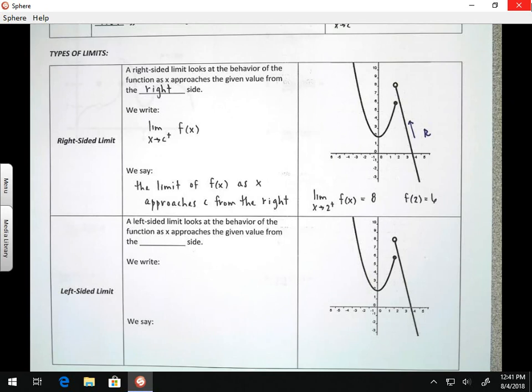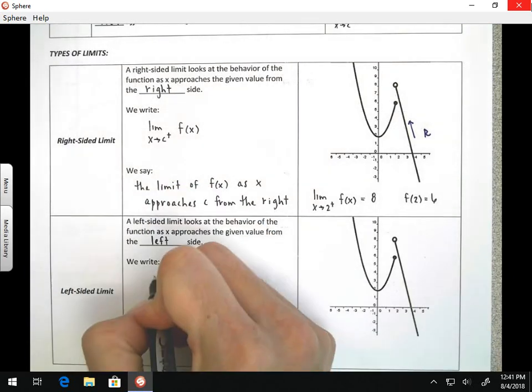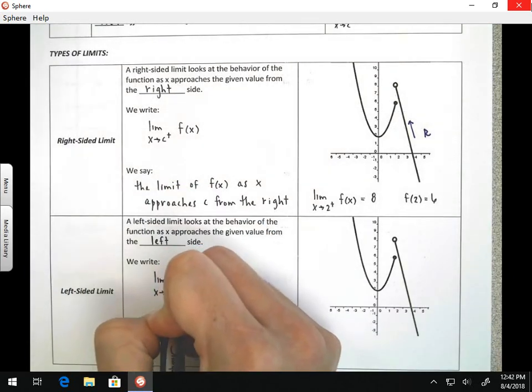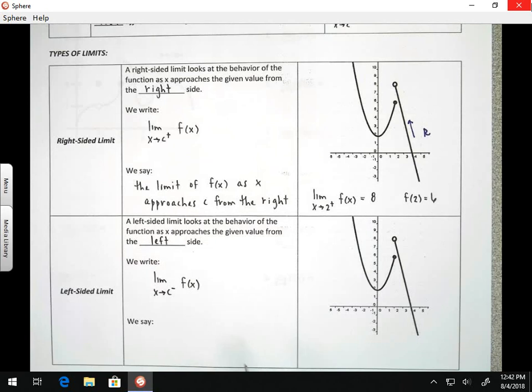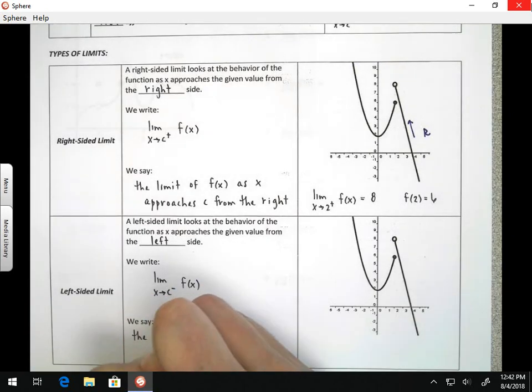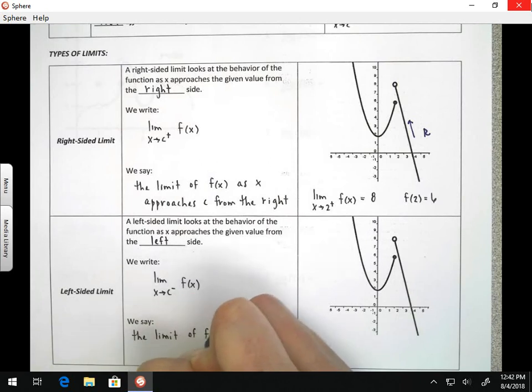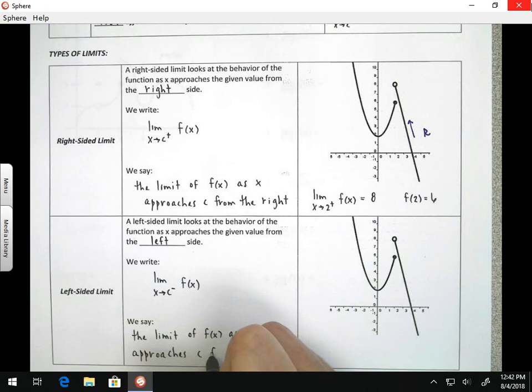So just like we can talk about right-sided limits, we can talk about left-sided limits. This looks at the behavior of the function as x approaches the given value from the left side. And now we would write the limit as x approaches c from the left of f of x. Notice that whenever we use that limit notation, we have to specify a function. So in this case, we would say the limit of f of x as x approaches c from the left.